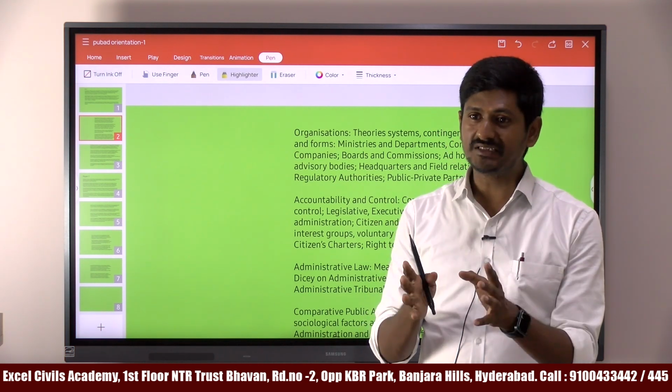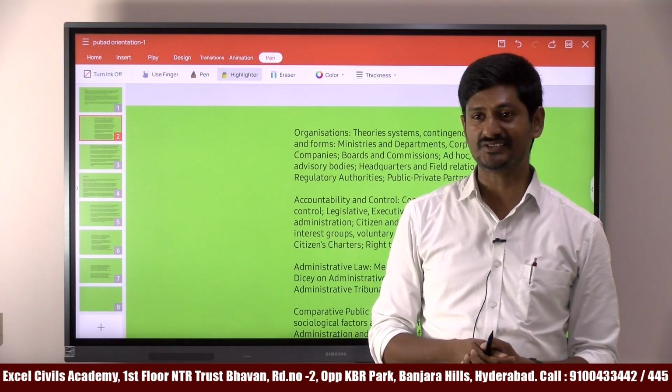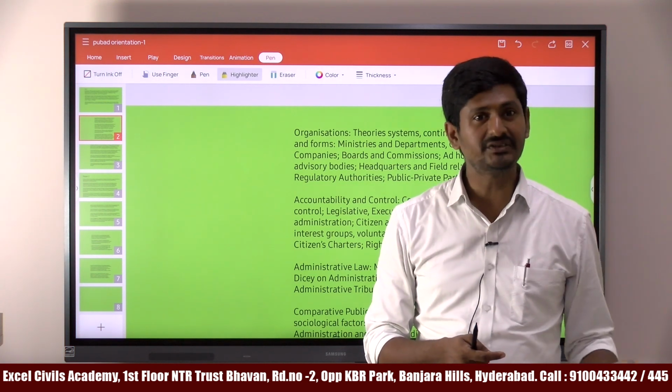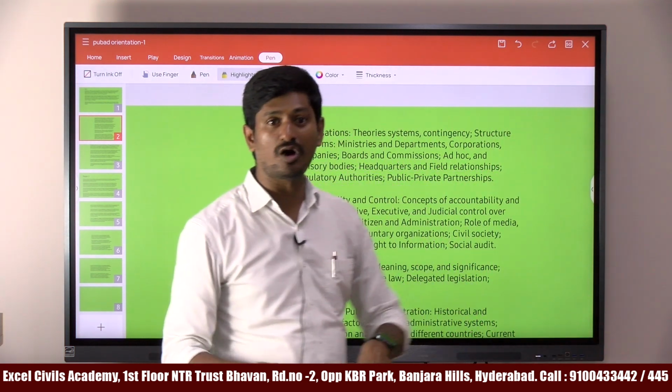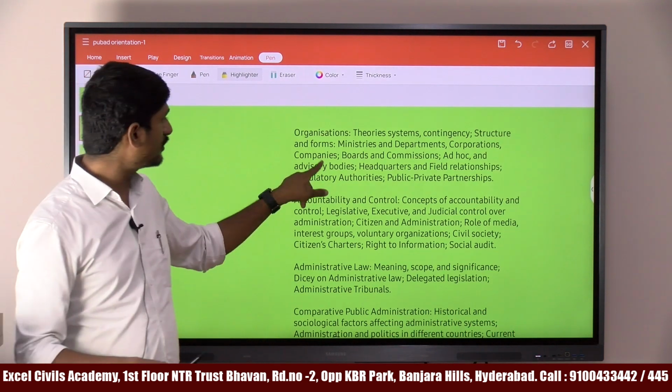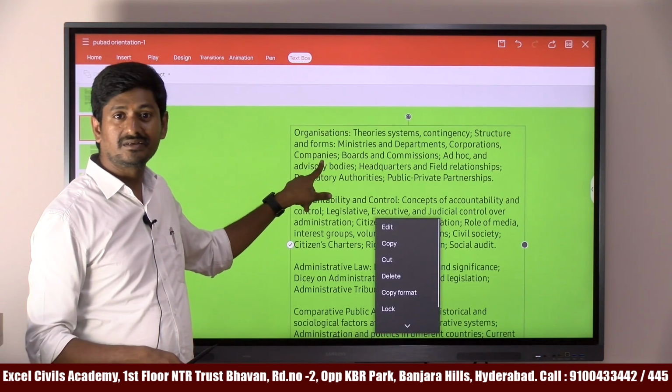Those are the agencies similar to that of the private organizations. How the Tata is functioning, how Mahindra is functioning, similarly the government agency is also functioning. That is what is called, what is it? Company.